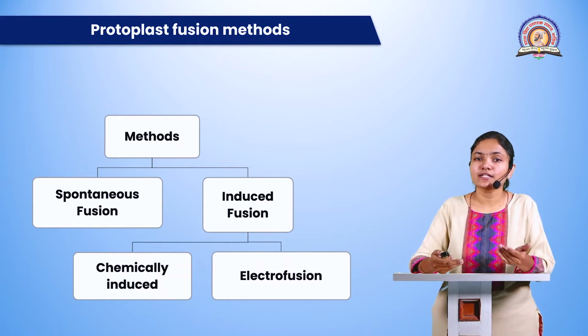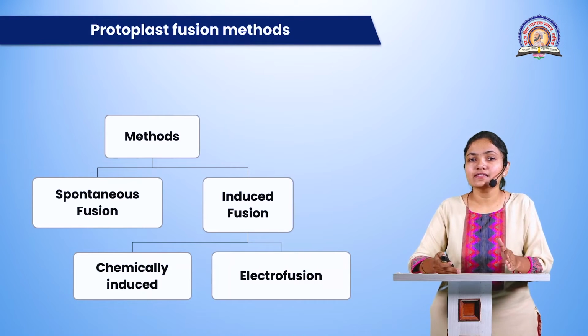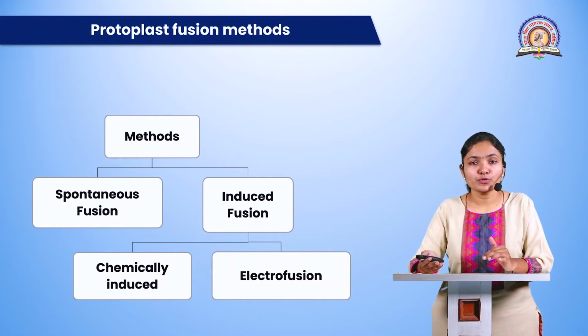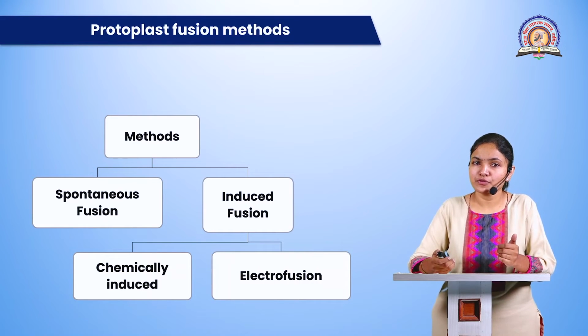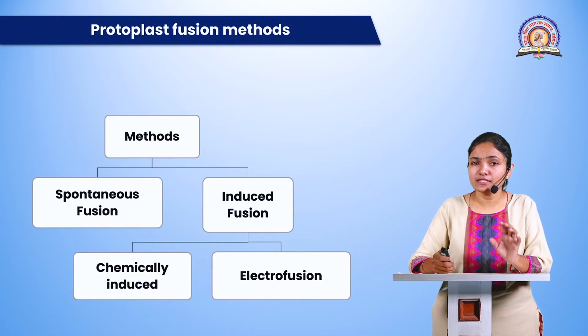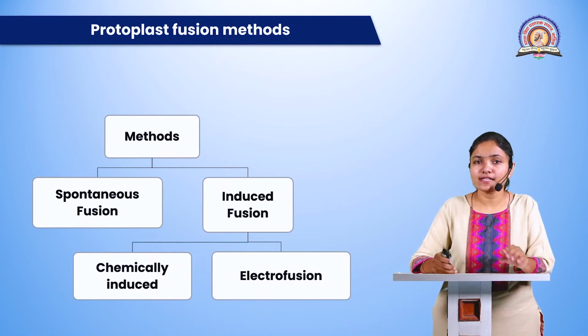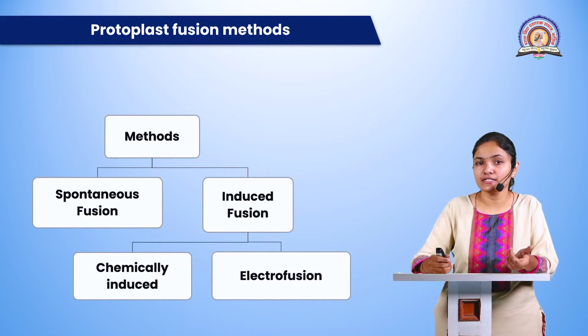Now after checking the viability, I know how many protoplasts within my suspension are alive, and hence now I can go for protoplast fusion. Now let me tell you why I should perform protoplast fusion. Consider there are two plants. Now among these two plants, one plant has very good characteristics, say fruit taste or the height of the plant, etc. But at the same time it is very susceptible to a particular disease.